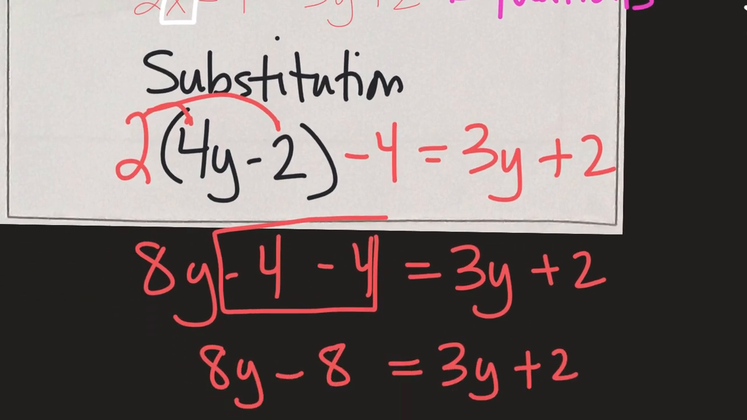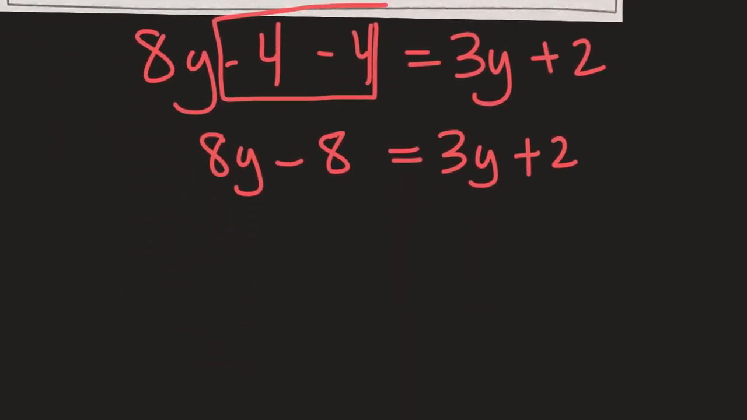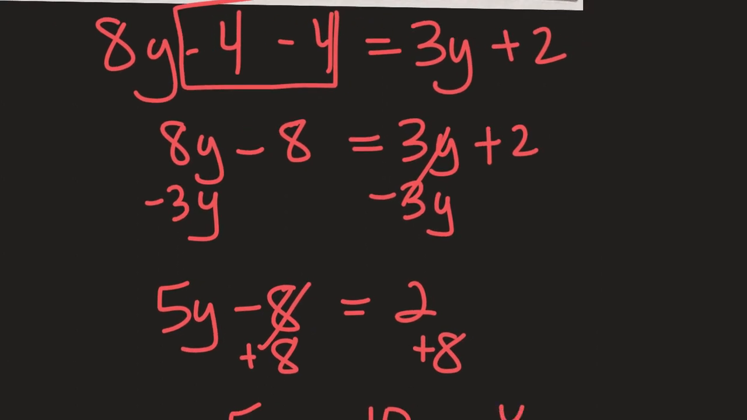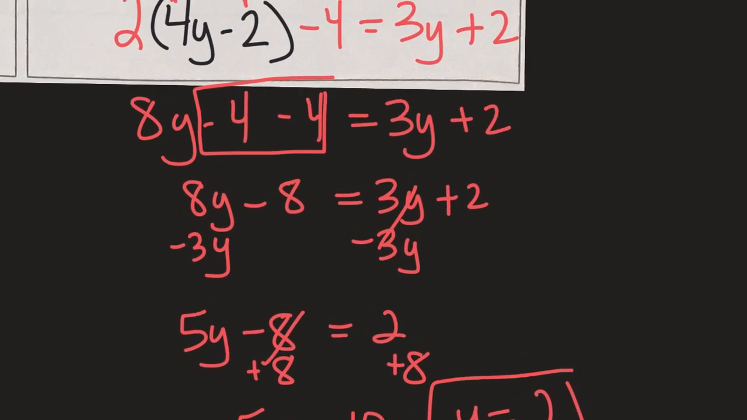3y plus 2. I'm going to get my y's on the same side, so I'll subtract 3y because that's smaller. 5y minus 8 equals positive 2. Now I'm going to move my 8 to the other side. So 5y equals 10. And hopefully we can see that dividing both sides by 5 gives me a y value of 2. Which is pretty good, that y is 2.